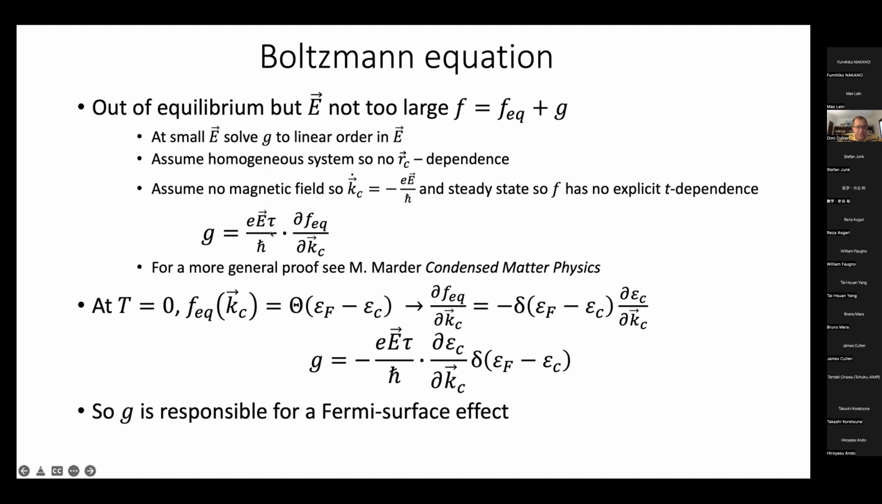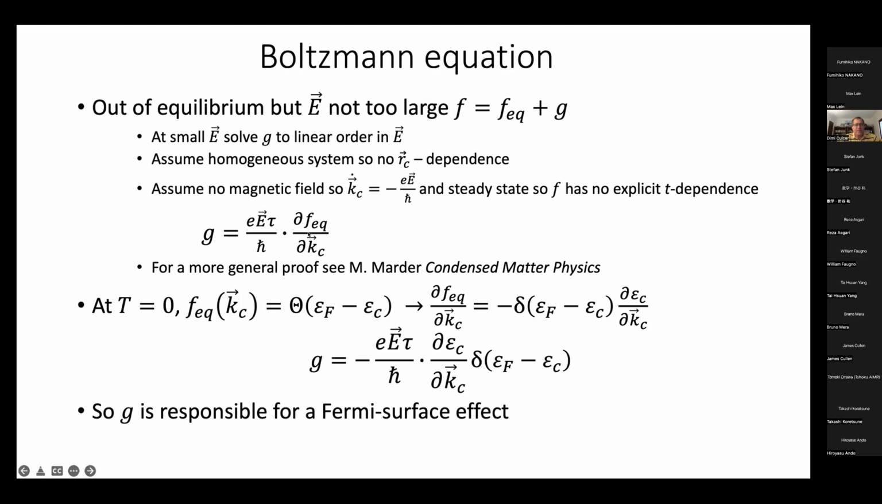The correction to the distribution function is this thing, eEτ over ħ, and then just the derivative of the equilibrium distribution with respect to k, right? So this is all very standard textbook stuff. My favorite reference is Michael Marder's book, but you can probably find 100 other textbooks that deal with this.